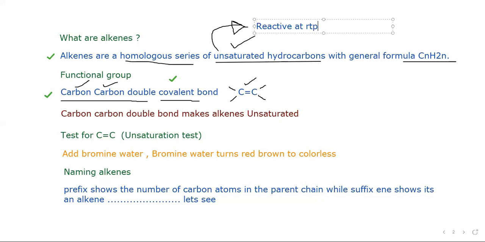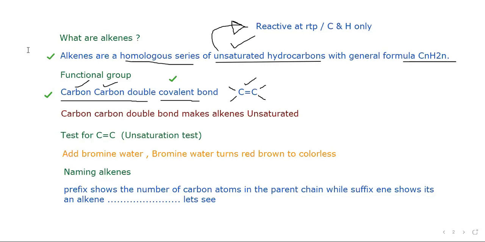It's quite contrary to alkanes. We learned that alkanes are inert at RTP, because they were saturated hydrocarbons and they don't have any functional group. But here alkenes are defined as unsaturated hydrocarbons. It means they are reactive at room temperature and pressure, and they are the compounds of carbon and hydrogen only. This is the simple meaning of unsaturated.